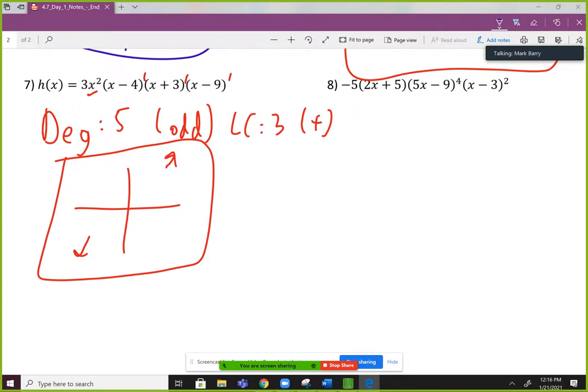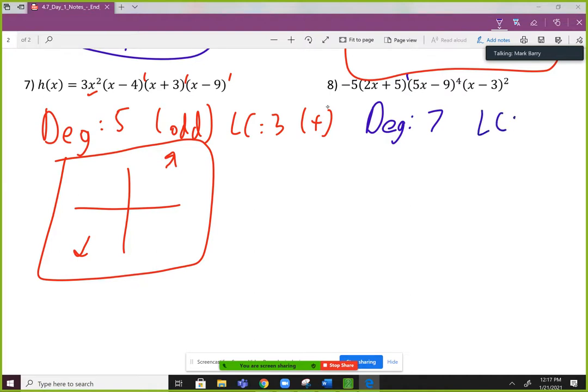Okay, lastly, number 8, we'll wrap this up. Well, I got a missing power right here on that parentheses. So my degree here is going to be 1 plus 4 plus 2. That's going to be a 7. Now, I'm not counting anything for the -5 out front. Why am I not doing that? There's no x there, okay? If there was an x there, I'd have to count it. No x, don't count it, okay?